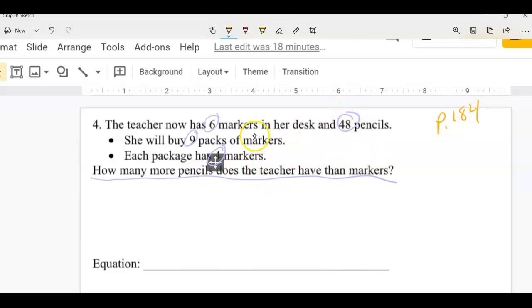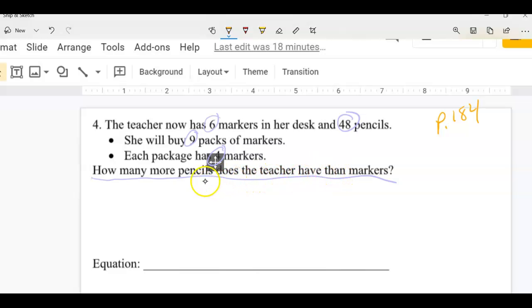I've gone ahead and done my cubes on it. So I circle my key numbers: 6 markers that she has in her desk right now, 48 pencils that the teacher has in the desk right now. She's going to buy 9 packs of markers, and each package has 4 markers. So how many more pencils does the teacher have than markers?